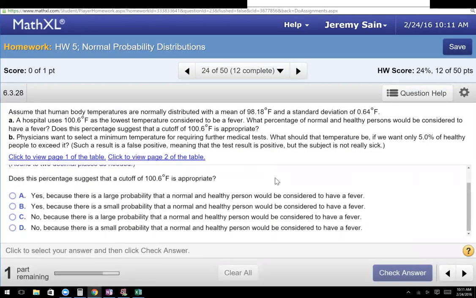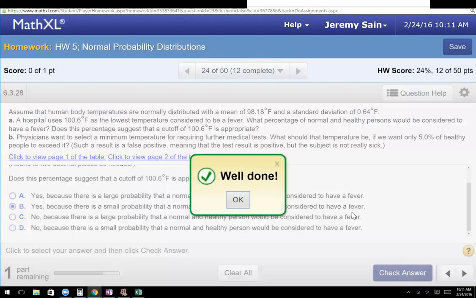So if only 0.01% of people normally have 100-degree temperature, does it seem feasible to say, okay, anyone with 100-degree temperatures has a fever? Yeah, I mean, you're not going to make very many mistakes. So there's a very small probability a healthy person would be considered to have a fever.